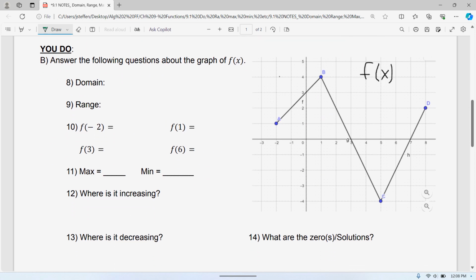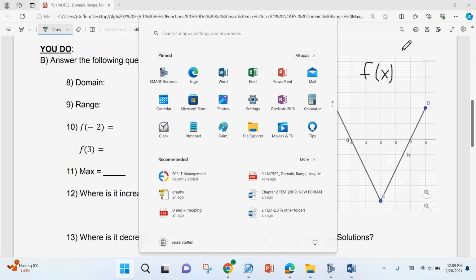So go ahead, do this one on your own real quick. Again, with increasing, make sure you realize, at least with increasing, there's 2 separate intervals you'll do. I'll give you guys a little bit to do this, then I'll give you those answers.